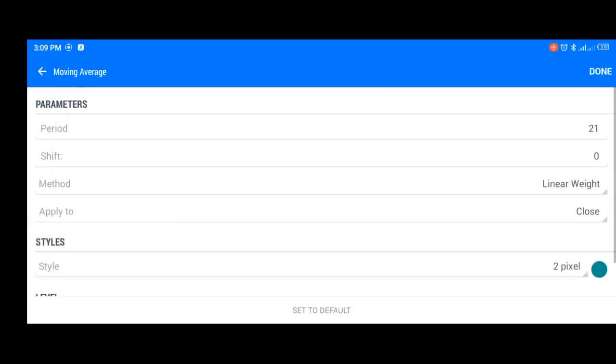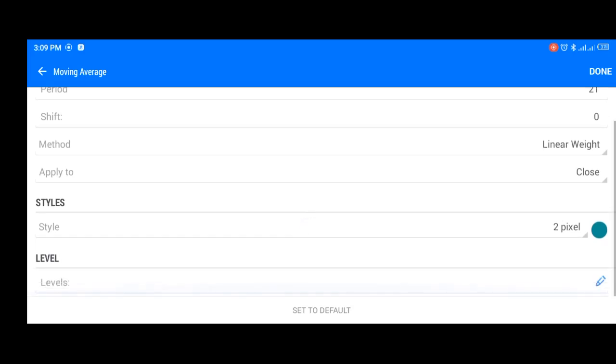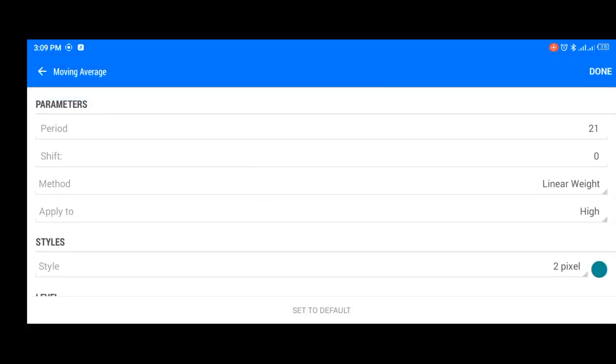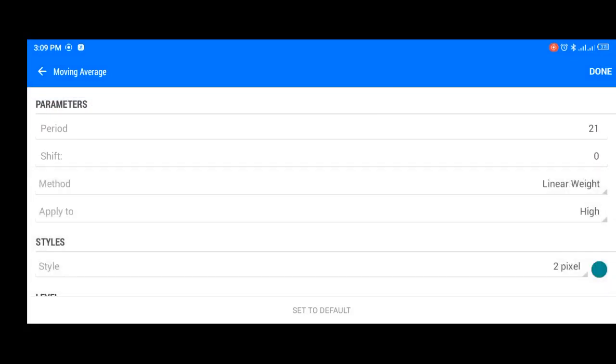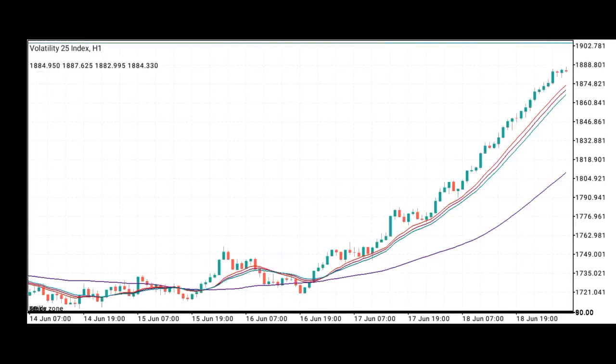And the fourth moving average is moving average 21, which is one of the strongest moving averages in that trade. So period 21, shift 0, method linear weighted, apply to close, 2 pixel, whatever color you desire. One thing I want you to know about the setups is that all your moving averages must be linear weighted, because linear weighted works best for this strategy. So don't use the exponential, don't use the simple, use linear weighted.